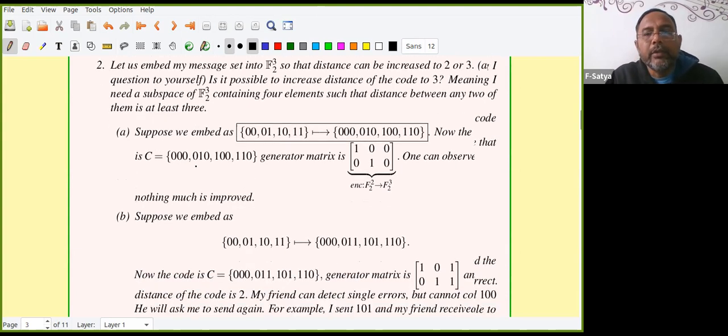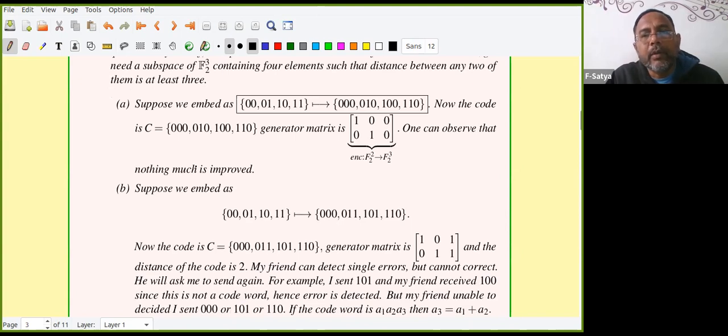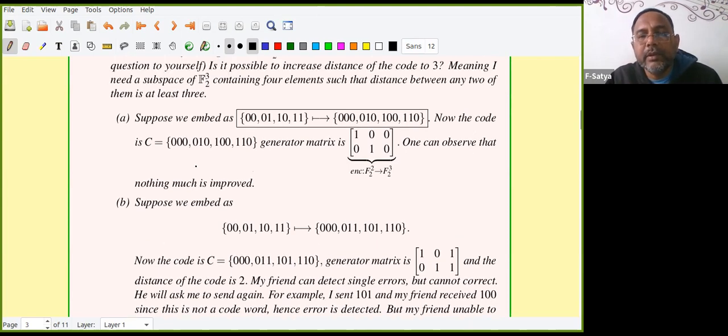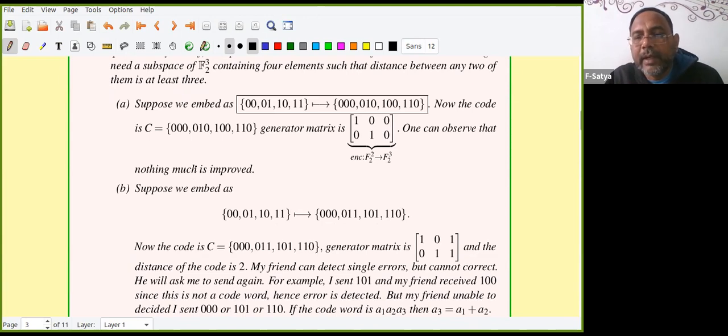Okay, so now suppose we embed into F_2^3. I discussed this earlier in my second lecture as a G. So 00, 01, 10, 11, I map by just appending a 0, adding a last 0. So it is clearly a linear code, and in this case the generator matrix is this. But one can observe that nothing is much improved. We are not going to get anything from this. It is better that we work only in F_2^2. Is it okay, Achila?